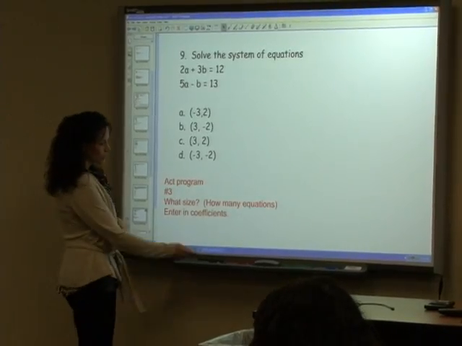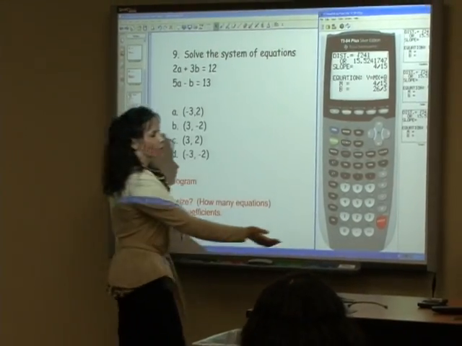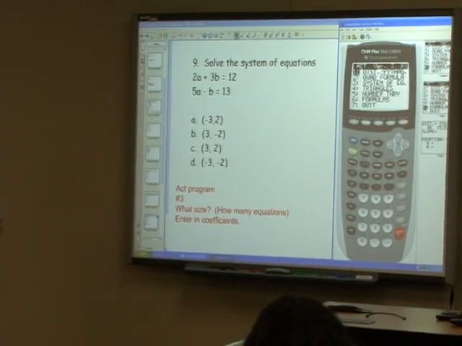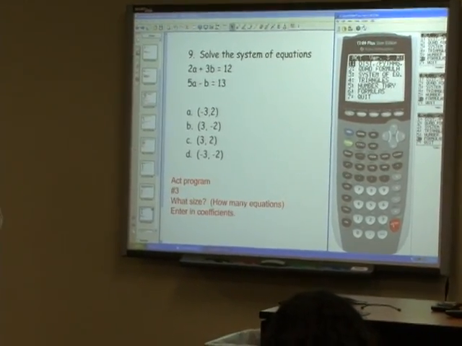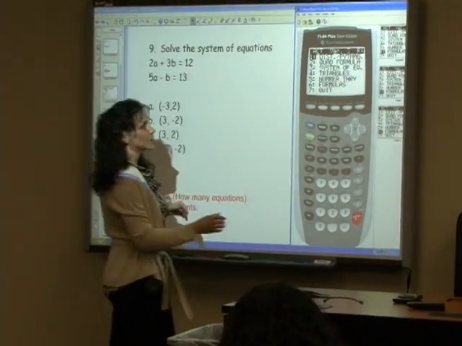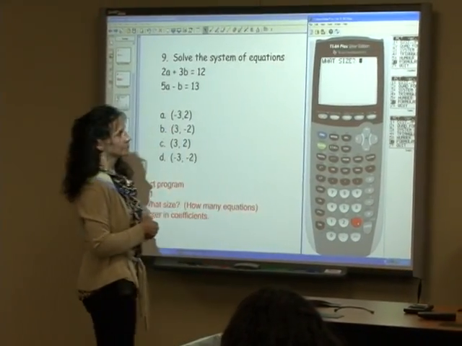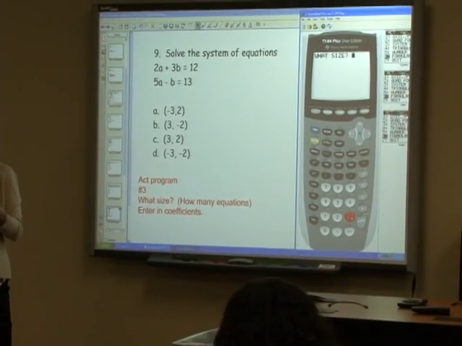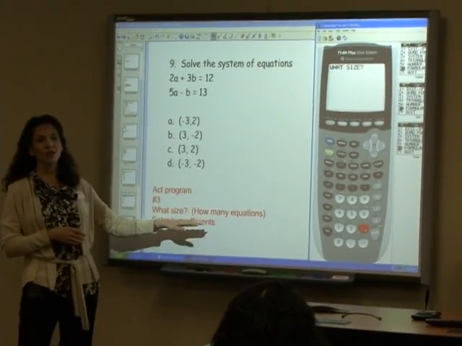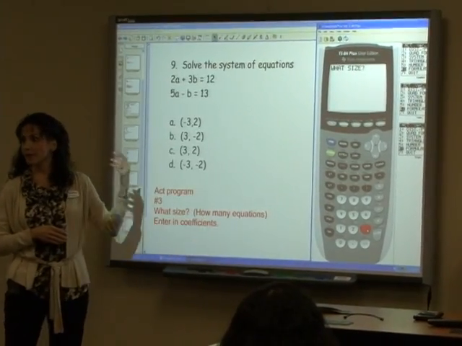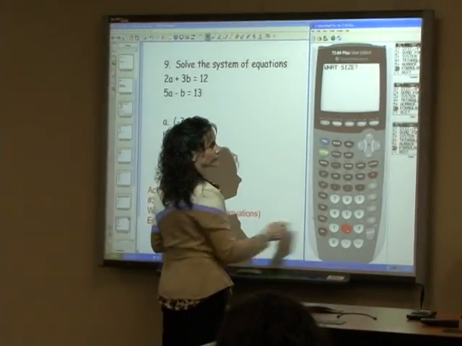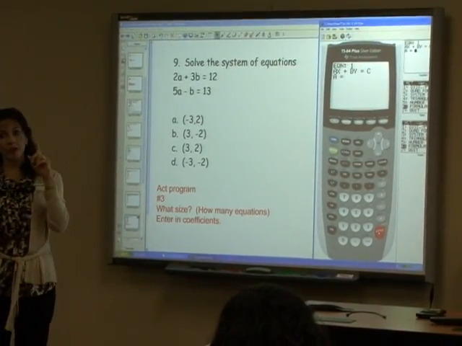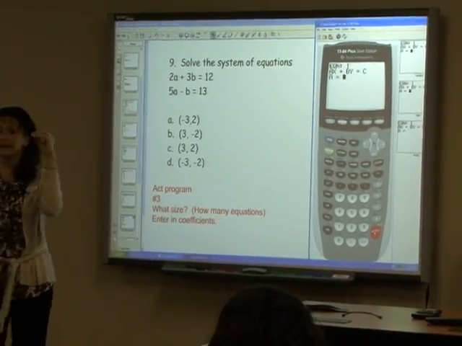All right, so hit enter to go back to your main menu. Which one do you think I'm going to choose by looking at the menu? Number 3, systems of equations. Okay, then it's just going to ask you questions. What size? What size means how many equations do you have? Okay, I have 2 equations. Enter. Okay, so it always will tell you what form it needs to be in.